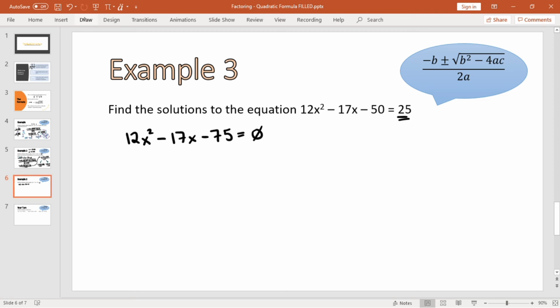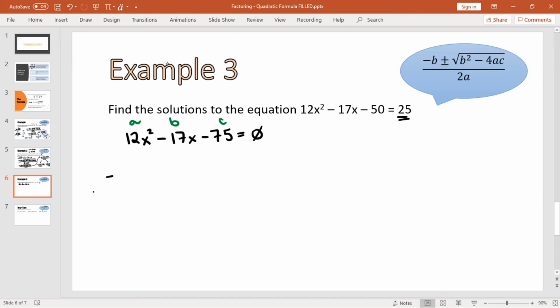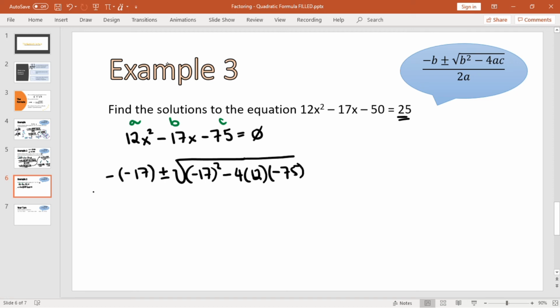Okay, and I'm going to make sure I clearly show what values I'm going to be taking for A, B, and C. And remember, no x's or anything go into this equation. It's just the numbers. Okay, negative 17 plus or minus the root of negative 17 squared minus 4 times 12 times negative 75. And that is going to be divided by 2a, which is 2 times 12.